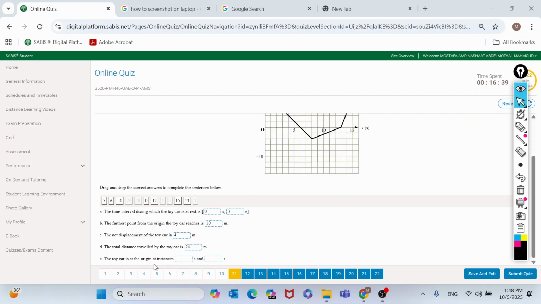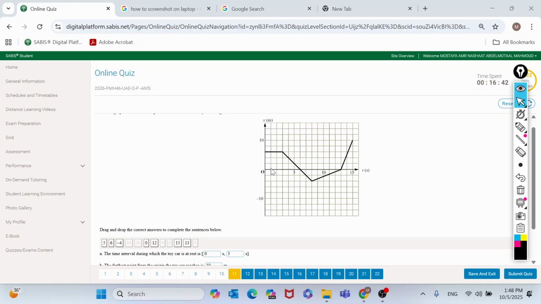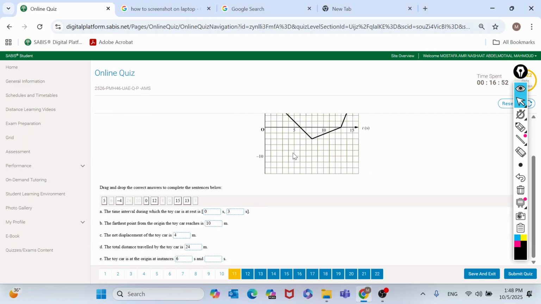The toy car is at the origin at what instances? Okay, just see when it intersects the origin. So it's 6 seconds and 13 seconds. 6 seconds and 13.